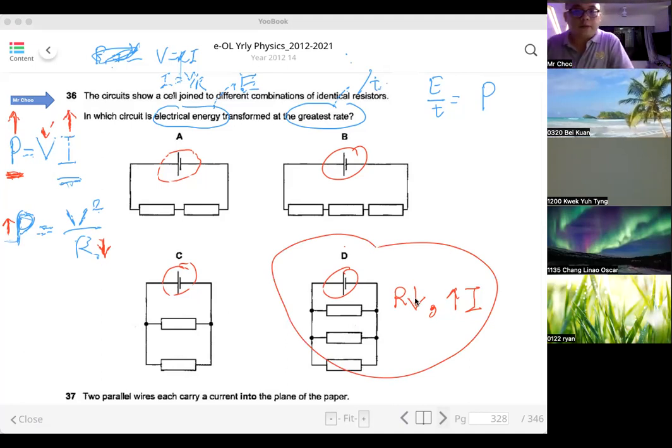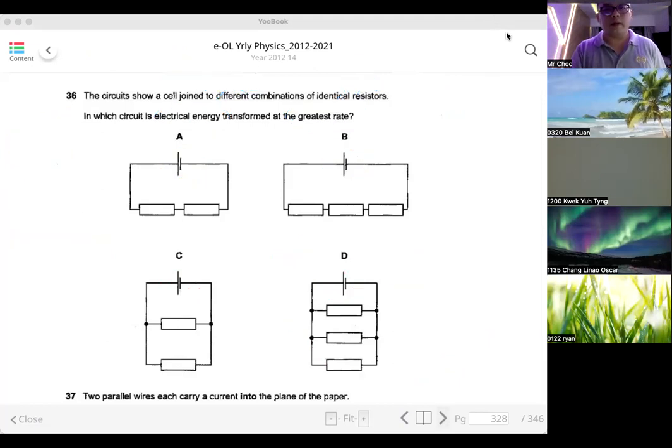Oscar, are you there? You understand this question now? Okay, you get it? So you either compare which one has the greatest current, and you know that the circuit with the most parallel branches will have the greatest current, or which of these has the lowest resistance will give you the greatest power. Is that clear? Okay, let's do the next question.